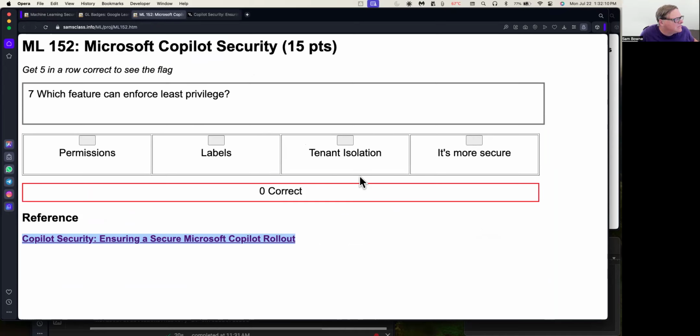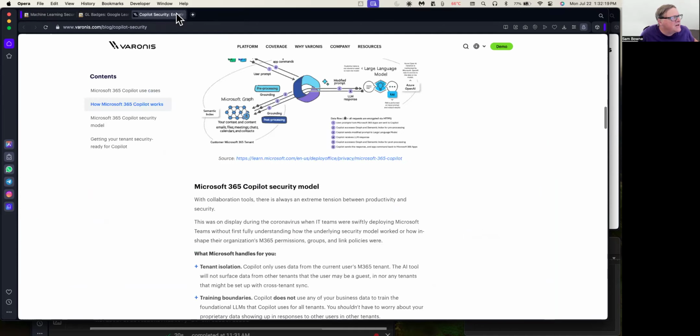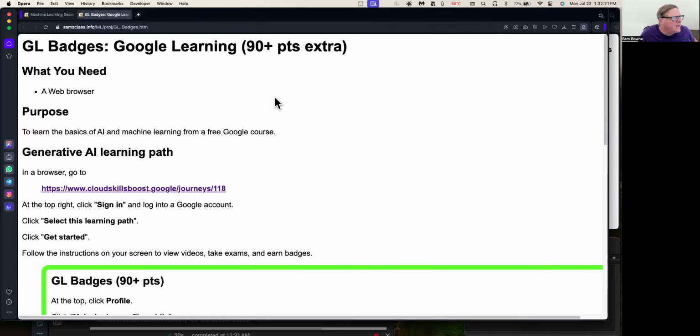And so there are things, which one of these features can enforce least privilege and permissions, I'm thinking. Yeah, all right, anyway. So there's, again, a list of Copilot security issues that you can read about and understand and repeat here. So that's something you might look at if you're not in the mood for more hands-on Python.